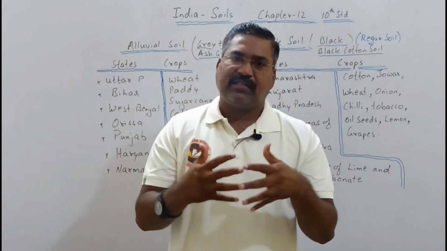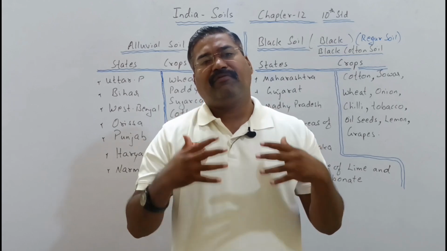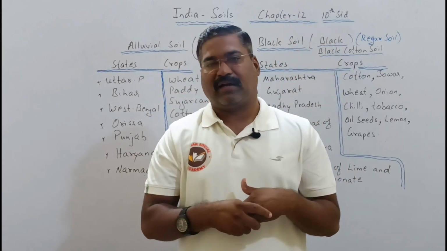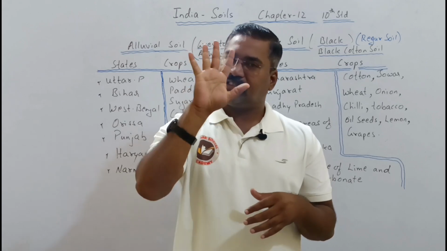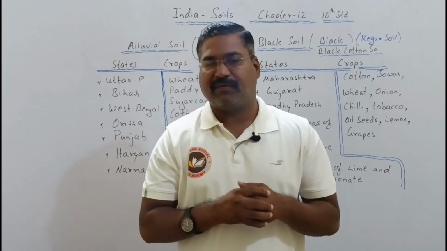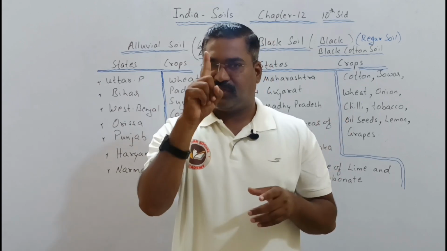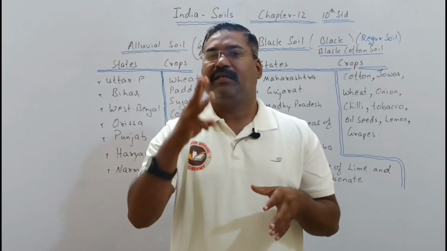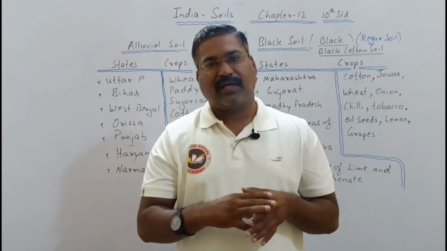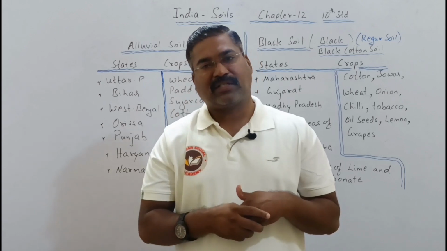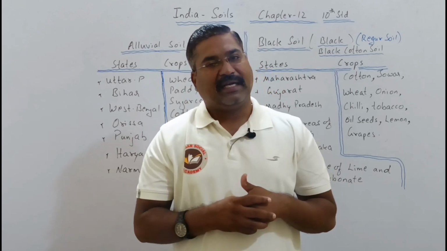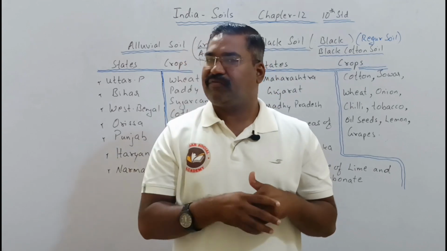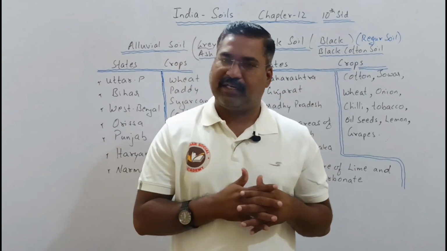So let us learn what different types of soils are found in the country India. There are 6 different types of soil found in India. The first one is alluvial soil, second desert soil, third red soil, fourth black soil, fifth laterite soil, and the sixth one is mountain soil. So in 6 different forms our soil is divided.